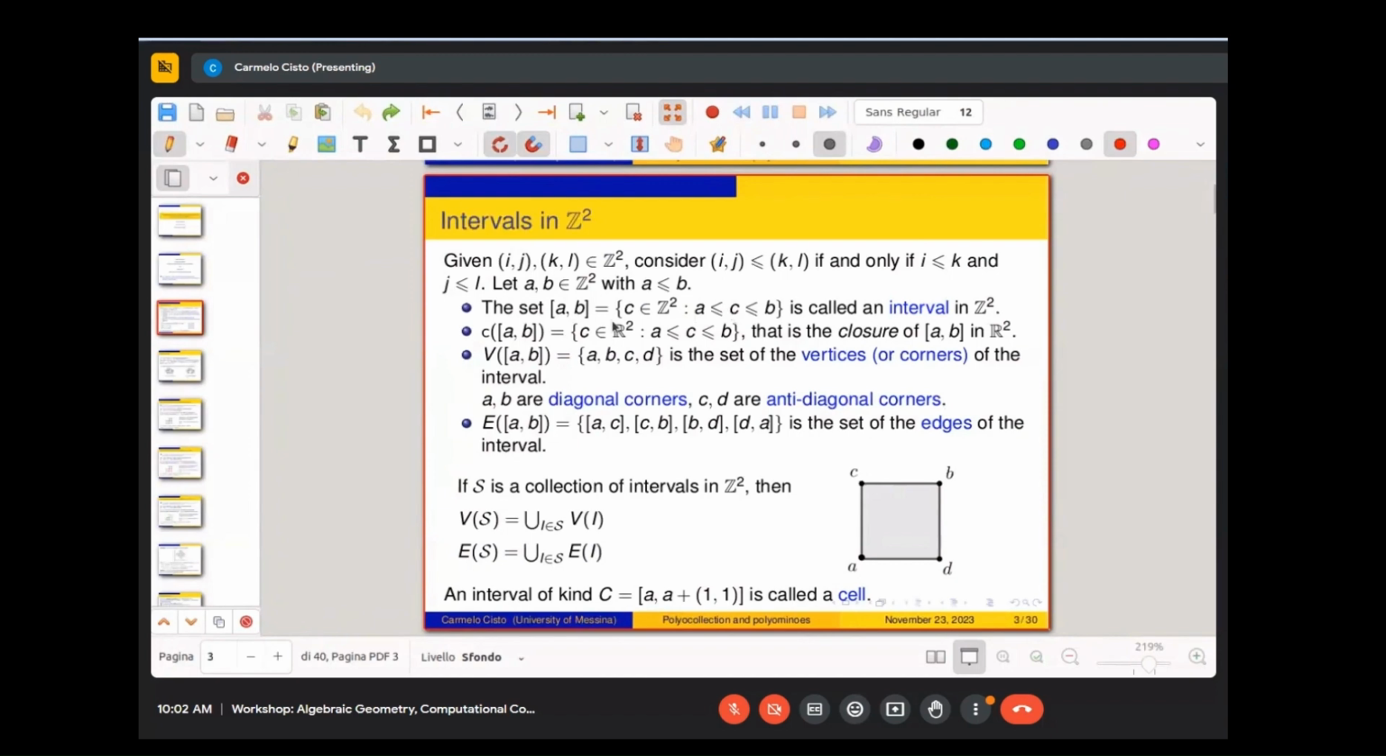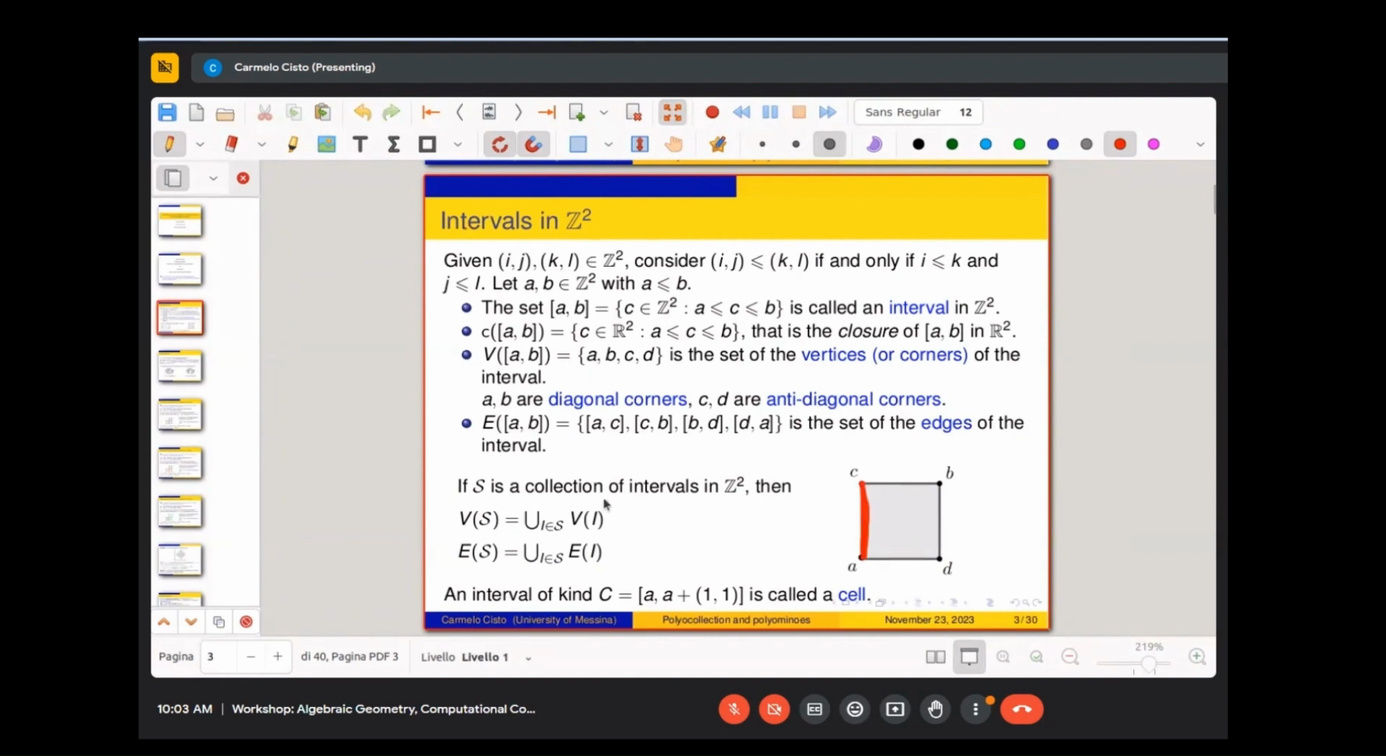In some parts, we need to consider not only integer points, but also real points. So in this case, we consider the closure of the interval. And in an interval, we can identify the set of vertices. So having in mind the picture of the interval, the set of vertices is the set of points A, B, C, D, while the set of edges is the set of unidimensional intervals like AC, like CB, like BD. For instance, this one is an edge of the interval.